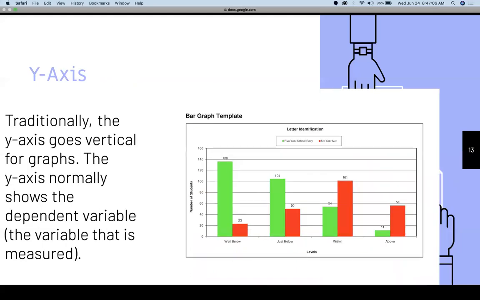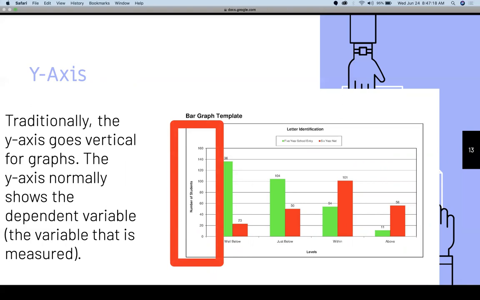The y-axis now traditionally goes vertical for graphs. The y-axis normally shows the dependent variable, which is the variable that is measured. So what is the y-axis here? Well, the y-axis is the number of students, right? So the x-axis here would be the levels, right? And we can even see the title being letter identification. Then we have the legend, right? The difference of green and red. The green corresponding to 5-year student entry, while the red corresponds to 6-year net. And then we have this y-axis to the left that goes vertical that tells us the number of students, right? And the number of students is that variable that is being measured. How many students really is that question, and that bar chart will show us how many students.